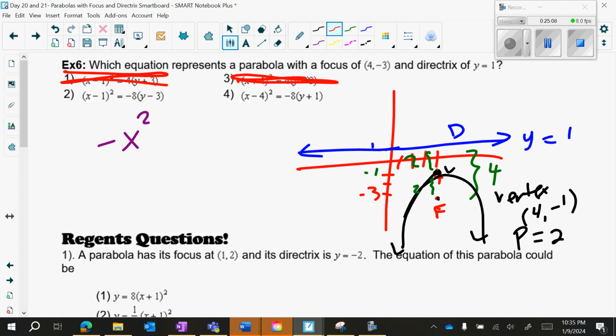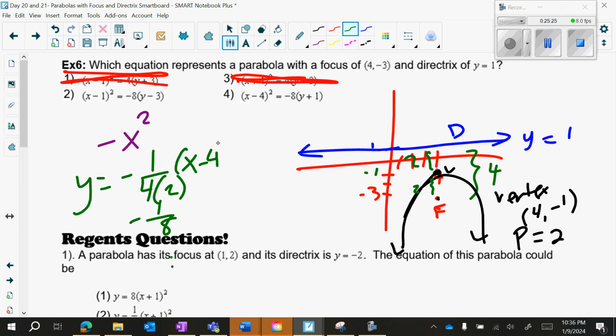Okay, so now what you want to do is you're going to do your 1 over 4p. You're going to write y equals -1 over 4p. P is 2, so that's -1/8. x minus 4 squared minus 1 because it went right 4 and down 1. So you get -1/8 (x minus 4) squared minus 1. And now you may see that that answer choice is not there. So you have to think about which one it is.